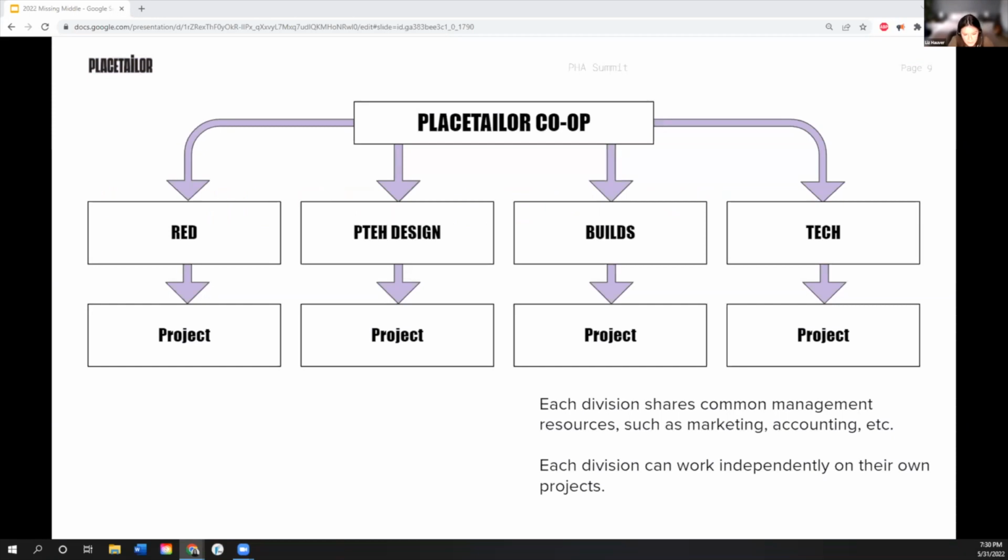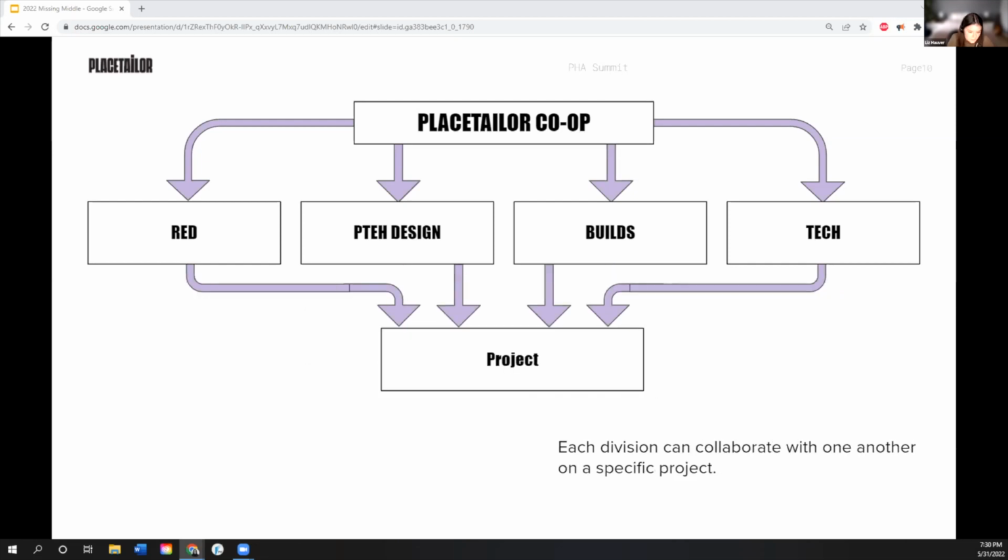Placetailor Cooperative is set up with an integrated model that is broken down into 4 different entities. Each division can operate independently from one another to provide their services to outside clients, but we all share the benefit of internal management and other resources. But because we all live under the same roof, we can come together to deliver a fully integrated project, and this is typically where the magic happens.